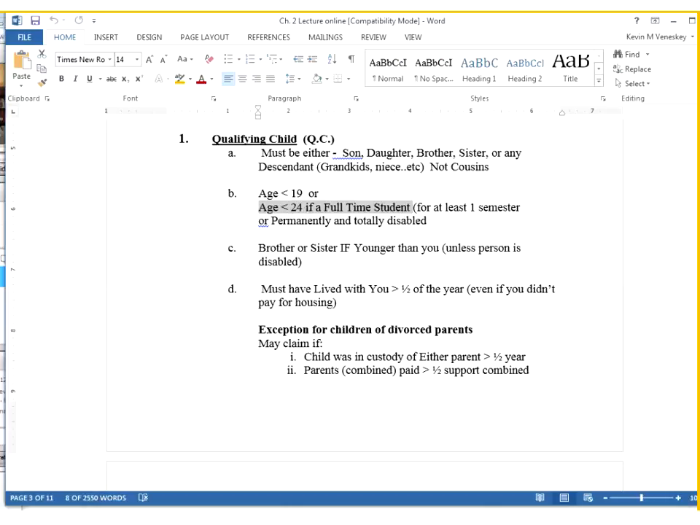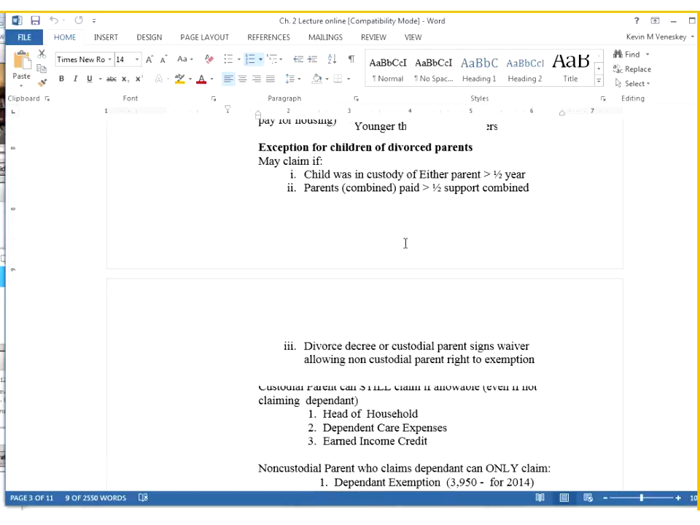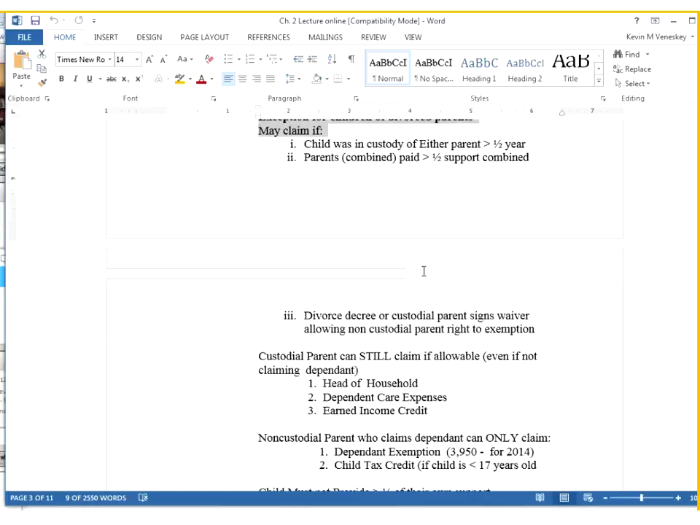And then you have to be a full-time student to get the higher age limit. As long as that's the case, you can be up to 23 years old and still be considered dependent, as long as you were a full-time student for 1 semester. The person must have lived with you at least half a year, except in schooling situations where they went off to school. And the other exception, as I alluded to before, is with divorced parents.